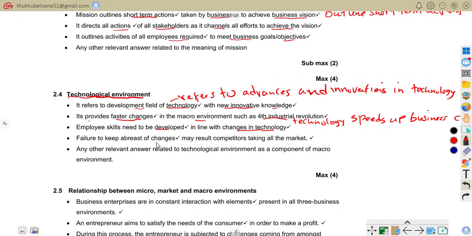Failure to keep abreast of changes may result in competitors taking over the market. So failure to keep up leads to loss of market. Businesses that ignore technology lose competitiveness. That is in short how we can explain this point. So now let us go to 2.5.